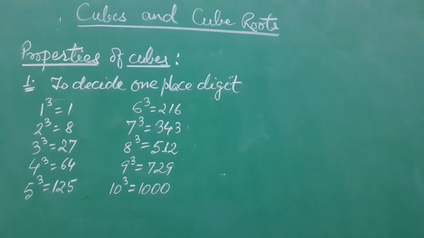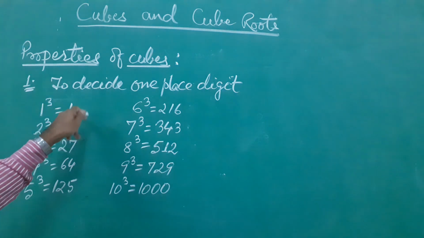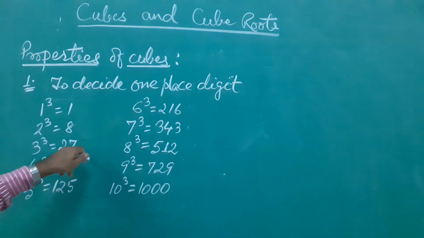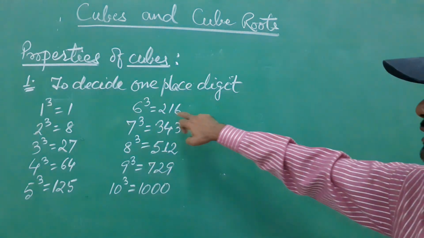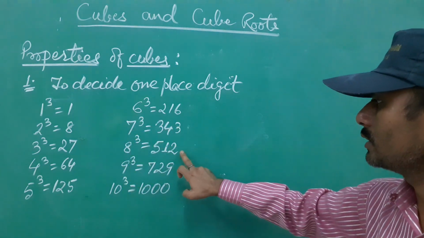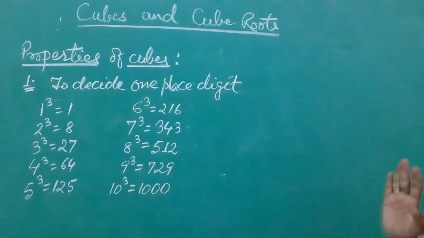Now just look at the properties of cubes. Here also we have many properties. In the first property, to decide the ones place digit. By looking at the ones place digit of the number, we can decide what will be the ones place digit for the cube. If any number ends with 1, its cube ends with 1. 1 cube is 1, 2 cube is 8, 3 cube is 7, 4 cube ends with 4, 5 cube ends with 5, 6 cube ends with 6, 7 cube ends with 3, 8 cube ends with 2, 9 cube ends with 9, and 0 ends with 0. This is how we are deciding the ones place.